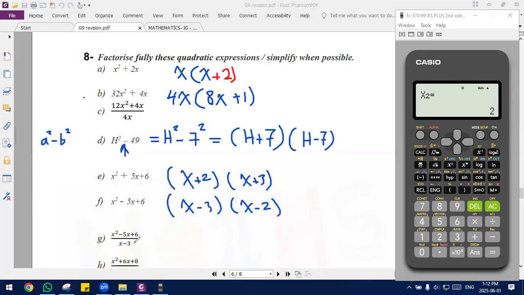Now, next one is a fraction, okay? So the denominator, we cannot do anything with the denominator. Let's do the numerator. So 1, then minus 5, then 6, which is x minus 3 and x minus 2. Let me write it. You cancel x minus 3, so the answer is x minus 2.